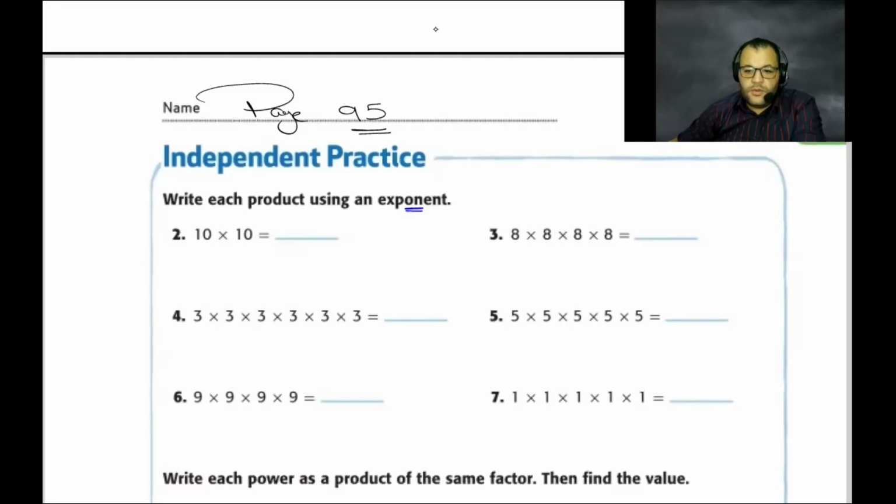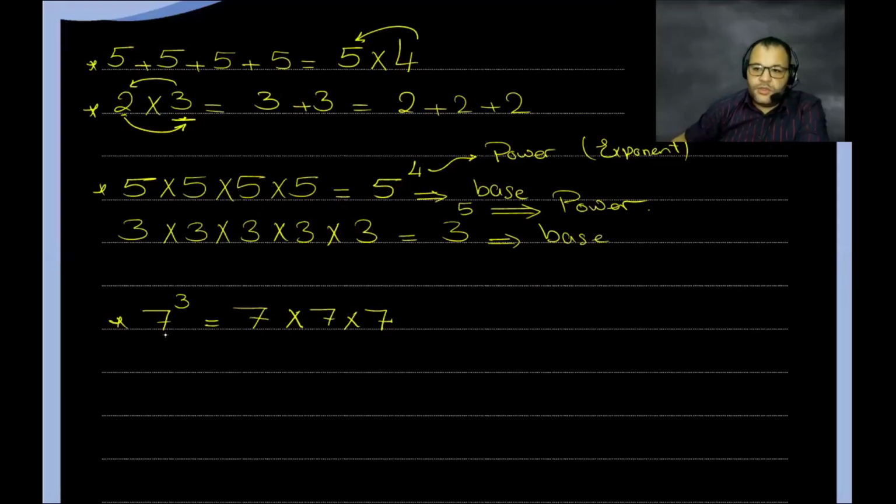Ibrahim Galhoum, what is the answer for this one? 100. I don't need the answer. I need to write the product. You remember this one? That is the power form, the exponent form. That's the multiplication form. When I say 5 times 5 times 5 times 5, I don't need the answer. I need to convert from multiplication to exponent and from the exponent to multiplication.